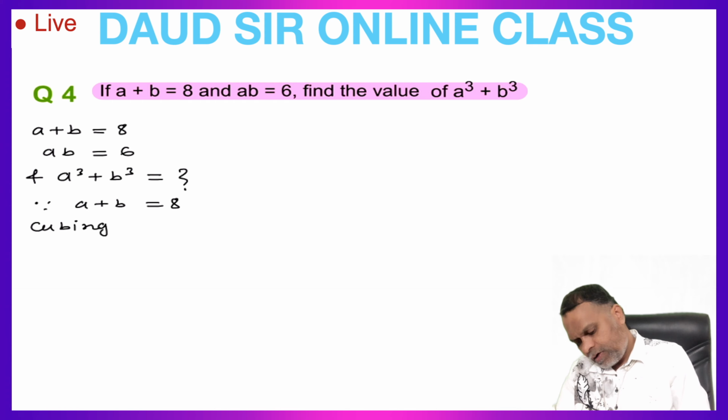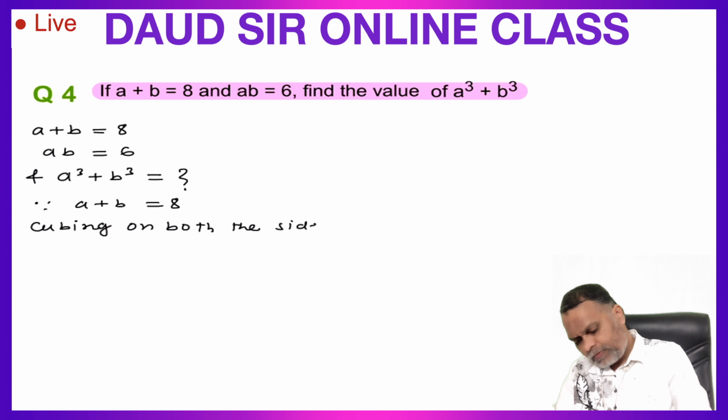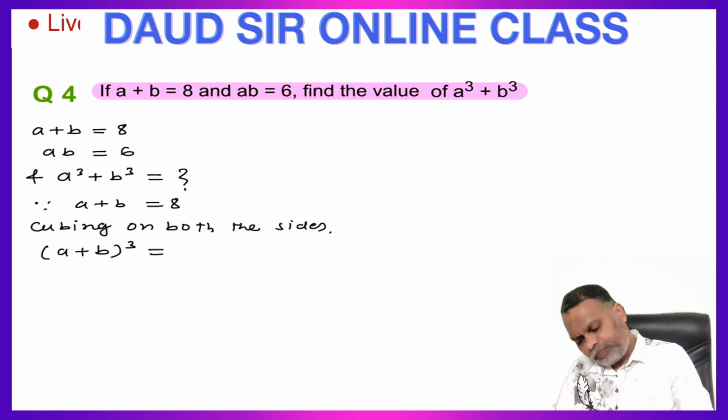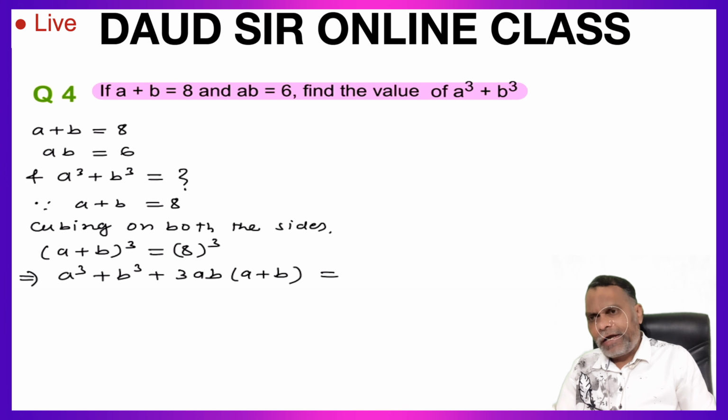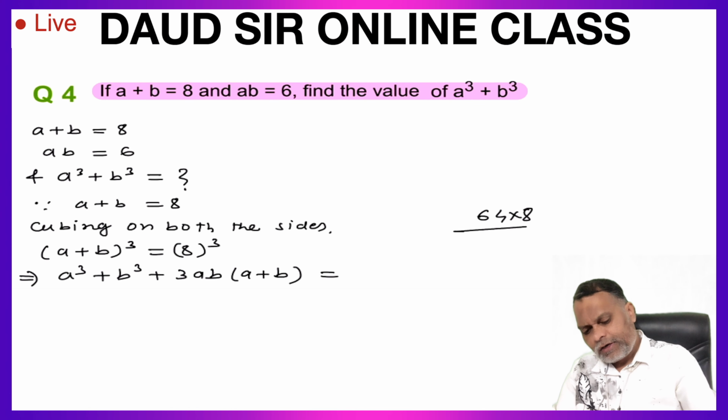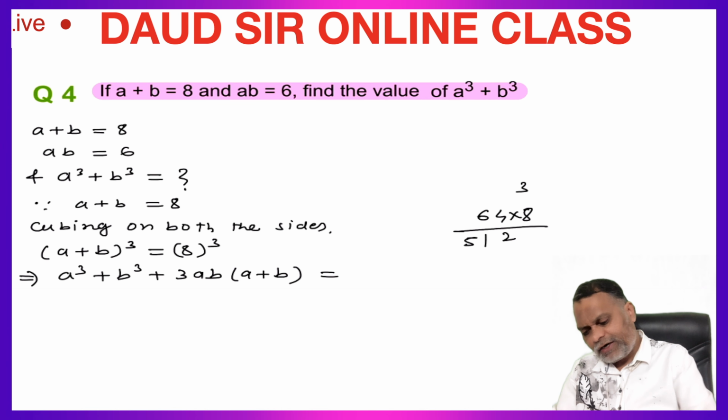Since a plus b is equal to 8, cubing on both the sides, so a plus b whole cube is equal to 8 cube. Open this by the a plus b whole cube identity: a cube plus b cube plus 3ab into a plus b is equal to 8 cube. 8 8s are 64, 64 into 8, 8 4s are 32, 8 6s are 48 plus 3 51, 512. So this is 512.